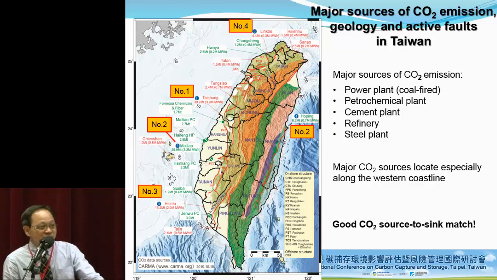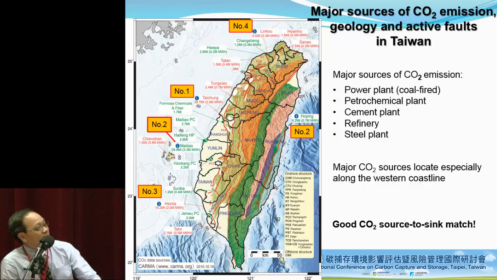And this figure shows the geology, and the red one shows the active faults, and also the major stationary sources of CO2, the major emitters in Taiwan. Number 1 is the Taichung power plant here, and number 2 is the Mailiao plant of Formosa Plastics. The Taichung power plant is ranked number one, emitting CO2 annually at around 40 megatons. Then the third one is in southern Taiwan, and the fourth one is in northern Taiwan.